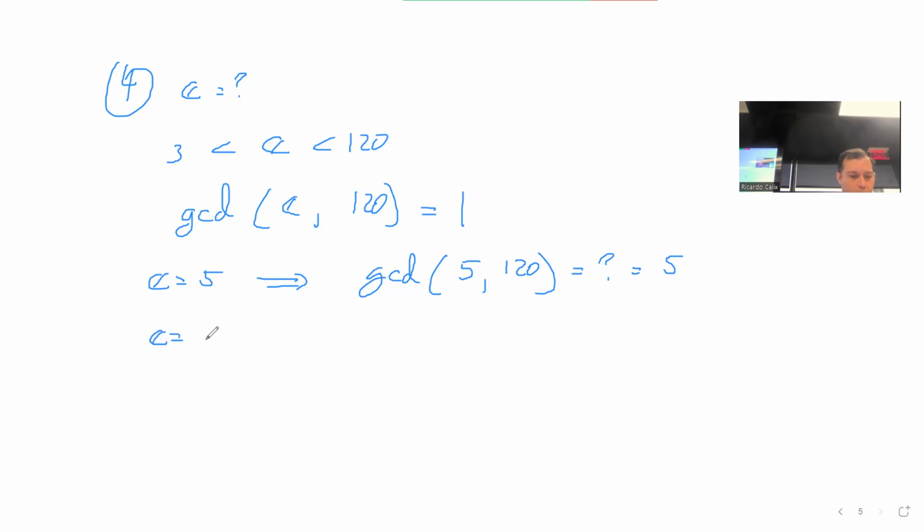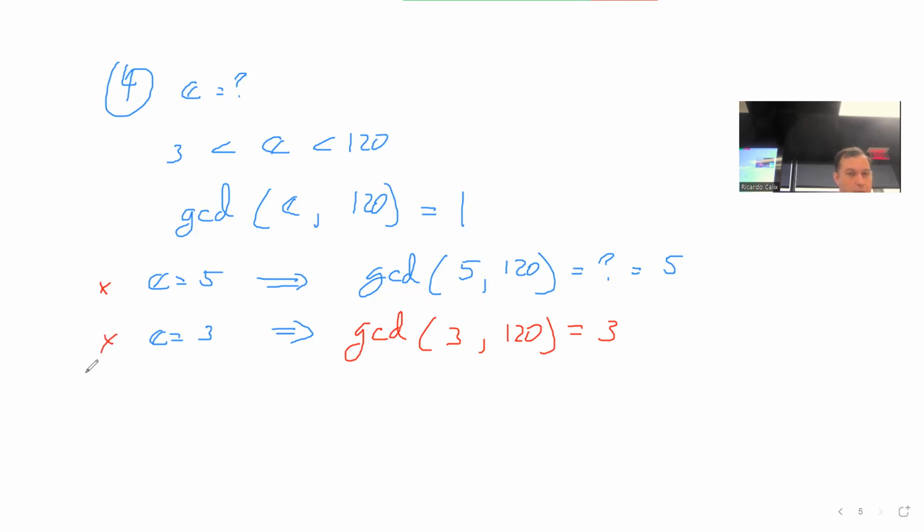So let's say E equals 3. So you can do GCD of 3 and 120, and the same thing. What is the GCD of this one? 3. Yes, very good. So it's not 1 either, so it's discarded. You see, it's almost like the algorithm would discard these.